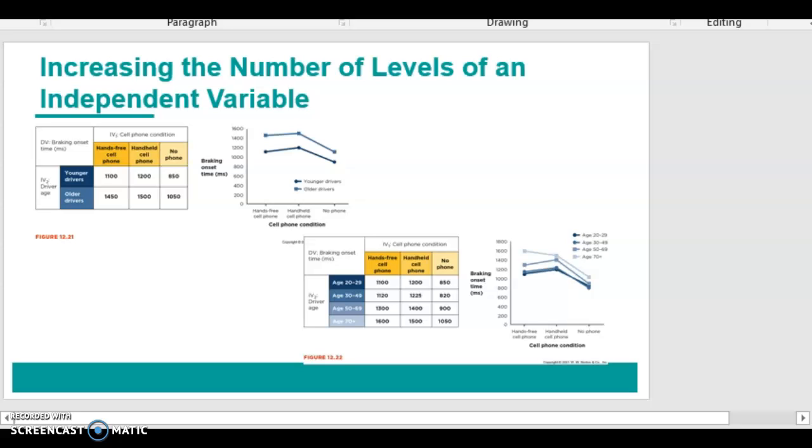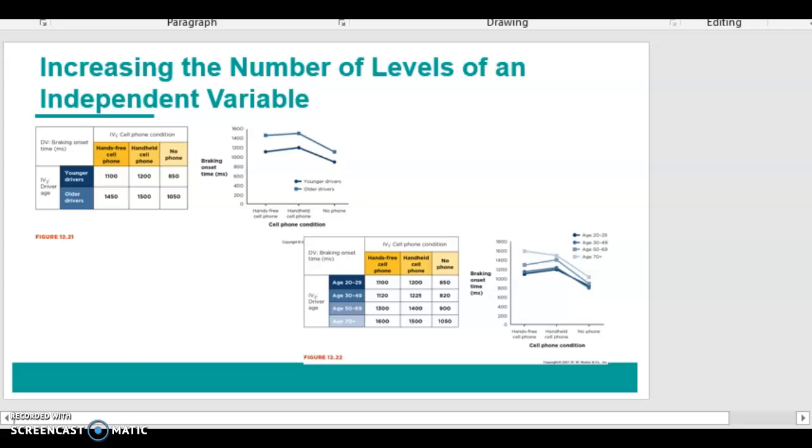Moving on to increasing the number of levels of an independent variable. Researchers can add more levels to their independent variables. Suppose the researchers in the cell phone and driver age study want to turn their 2x2 factorial design into a 2x3 factorial design by adding a third level to the cell phone condition. So maybe they look at handheld cell phone, hands-free cell phone, and no phone at all.